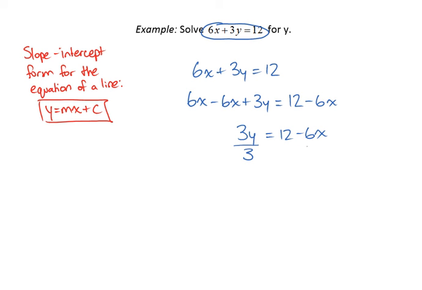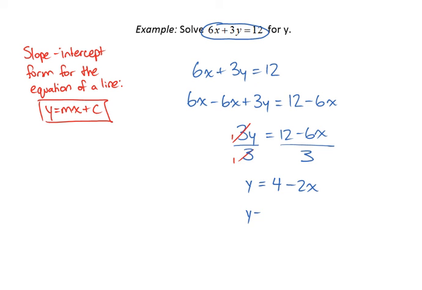But if we divide by 3 on the left side, we need to divide by 3 on the right side, and we need to divide the whole side by 3. What ends up happening is the 3's cancel out to get 1 and 1. So 1y over 1 can really just be written as y. And we can treat these as separate fractions. So first we do the 12 divided by 3, which is 4. And then we do the negative 6x divided by 3, which is minus 2x.